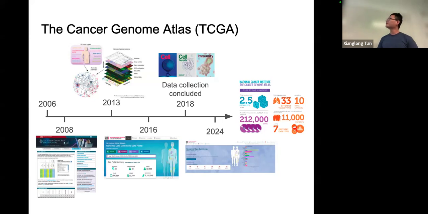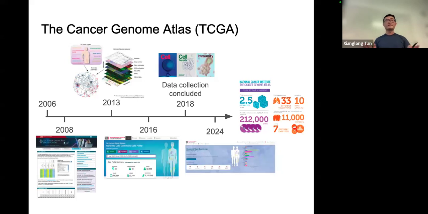Another major event was in the year 2016, the so-called TCGA data portal, which is the predecessor of the Genomic Data Commons data portal, or GDC data portal for short, which we will explore in detail later today. And they finished their data collection in the year 2018. Eventually, they gathered 2.5 petabytes of data sets from over 20,000 primary cancer samples across 33 different cancer types.